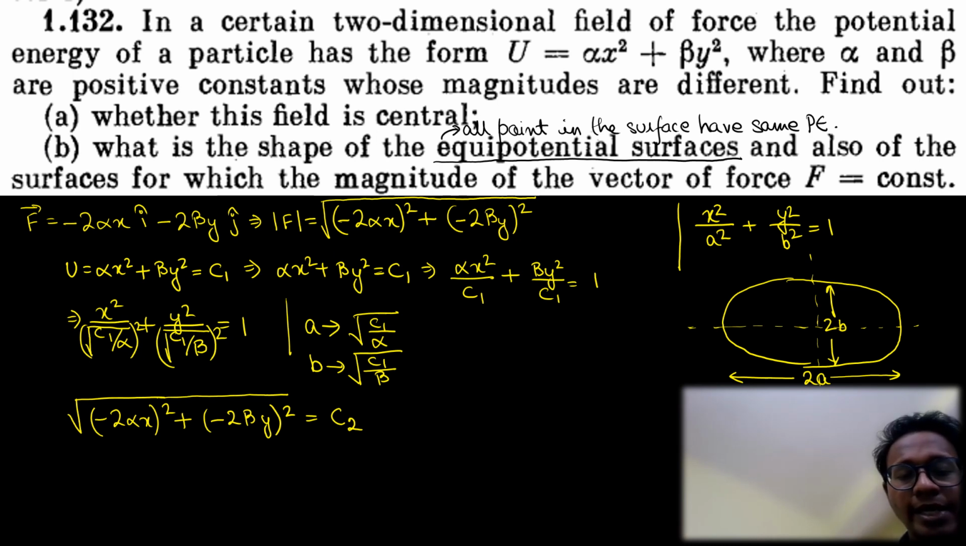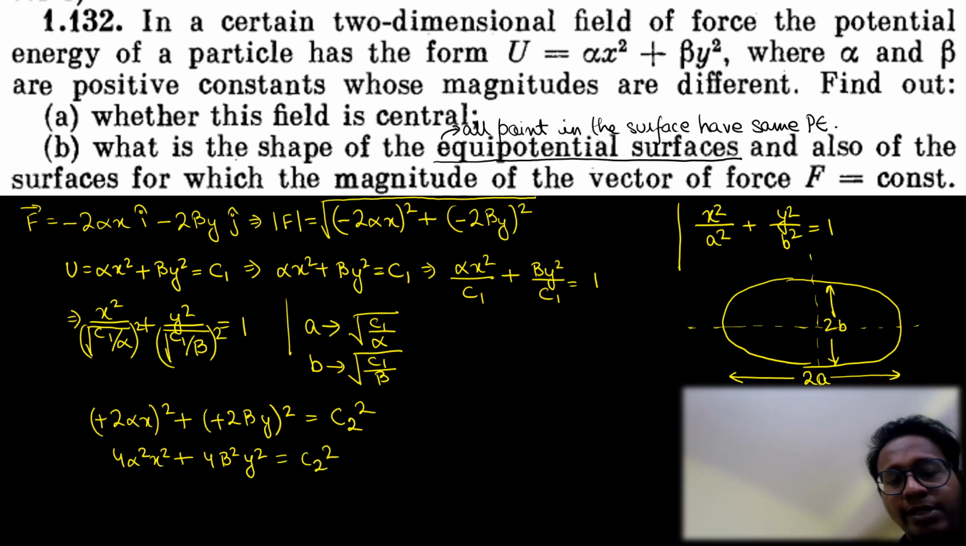Can I remove this square root and make it square out here? This would become plus, because any negative sign under a square becomes plus, it doesn't make a difference. Out here, 4 alpha square x square plus 4 beta square y square is equal to C2 whole square. Now even this equation looks like an ellipse. How? I'm just dividing by C2 square, and out here C2 square. So this entire term would become 1.